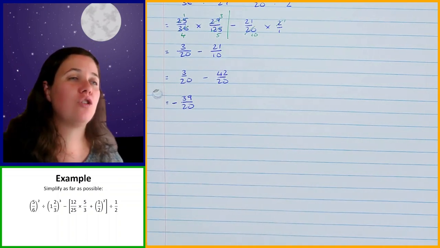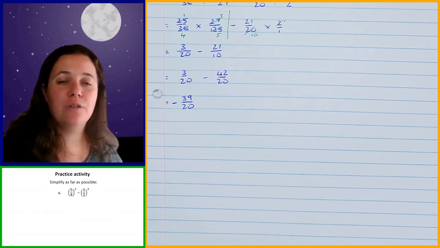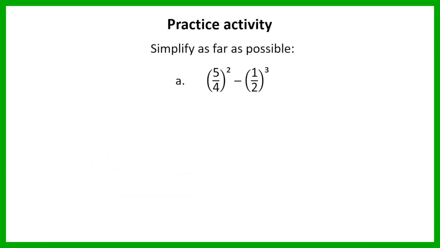Now we're going to go on to some that you're going to do for yourself. The first one you're going to do is this one over here. We've got 5 over 4 squared minus a half cubed. And I'm going to give you 1 minute to work on this question.